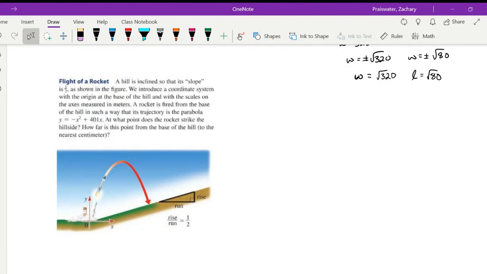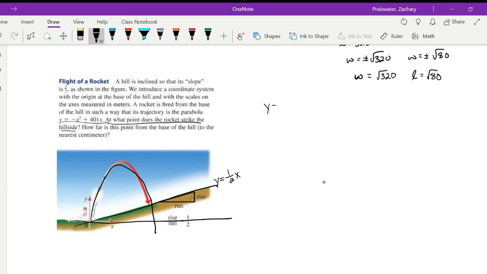Excuse me. Okay, so this next one, a hill is inclined, so the slope is 1/2. And then there's this system here. This rocket's fired up, and it gives you an equation. And they want to know, at what point does the rocket strike the hillside, and how far is the point from the base of the hill? Okay, so at what point does it hit the hillside? Well, we have this equation given to us for the parabola. And then this tells us a slope of 1/2. And so that's just the equation y is equal to 1/2 x.